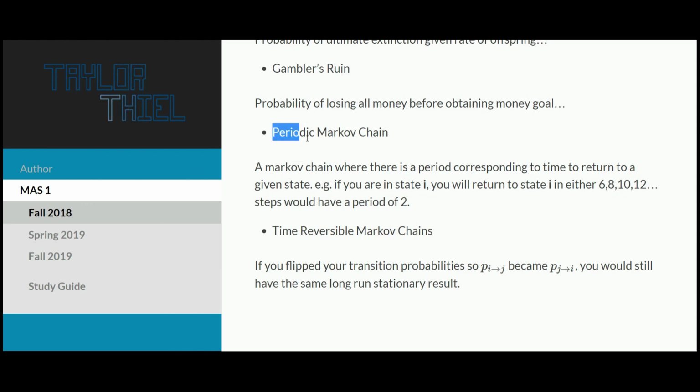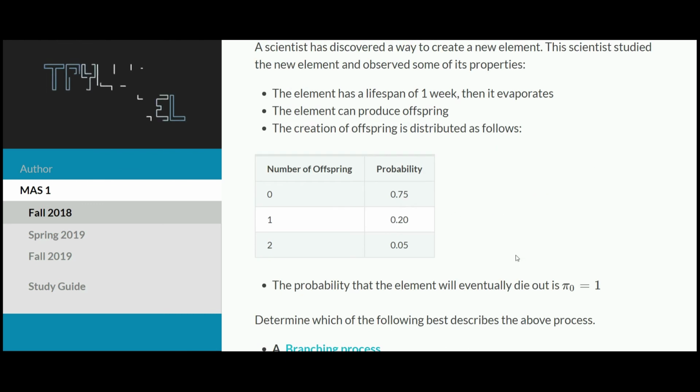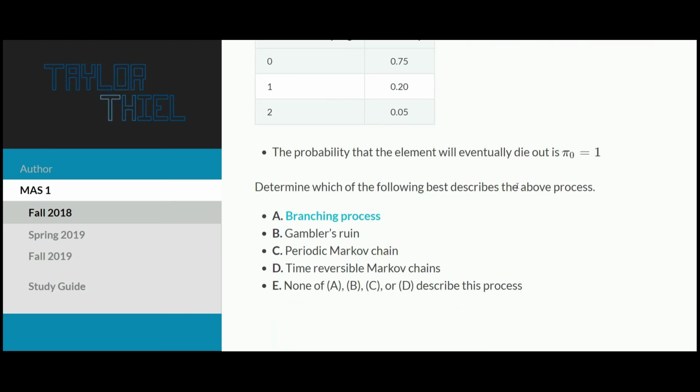And then even if you don't know periodic or time reversible, you should know what a Markov chain process is. And this isn't going from one state to another. This is offspring. So it's offspring and parents transitioning to children, but they're not really states. So just from that, you could probably infer this isn't going to be an answer that has to do with Markov processes. So with all that said, we recognize that all of this is just a branching process. So A is our final answer.